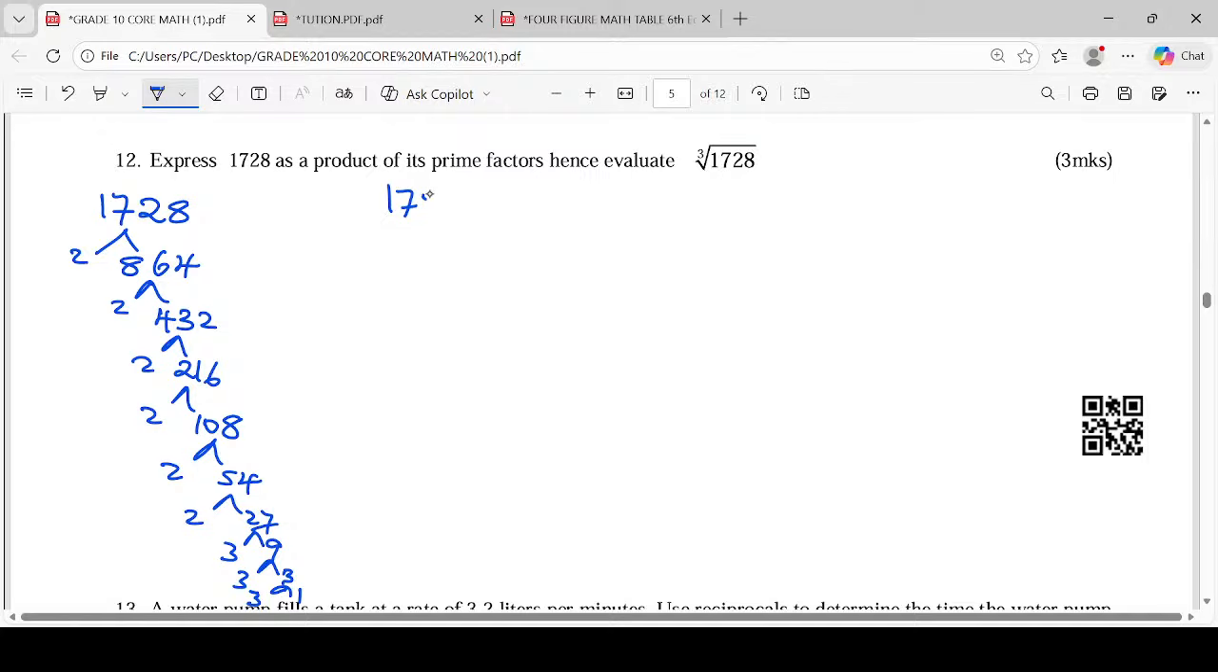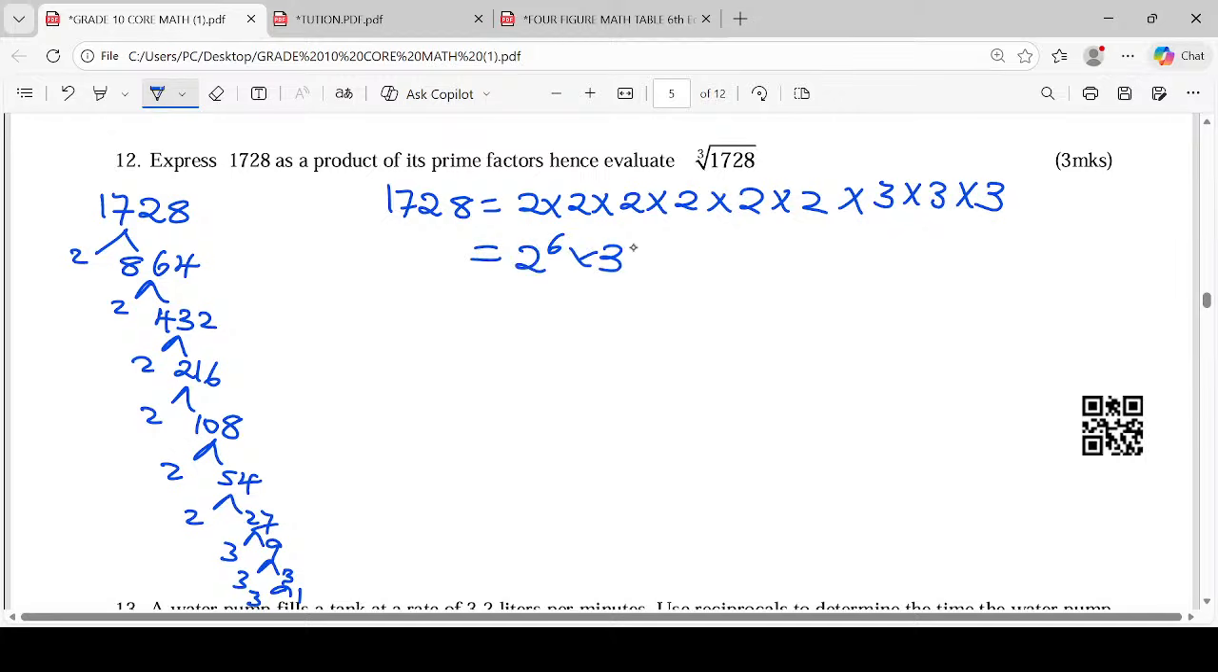So 1728 can be written as 2 times 2 times 2 times 2 times 2 times 2, that is six 2s, then times 3 times 3 times 3. In other words, it can be written as 2 power 6 multiplied by 3 squared. Sorry, by 3 cubed. But now they want the cube root.